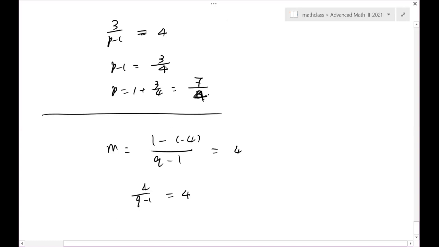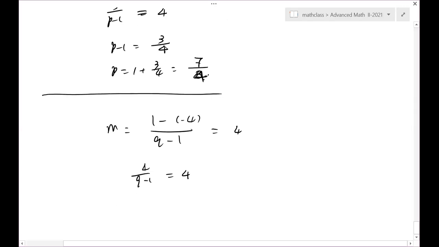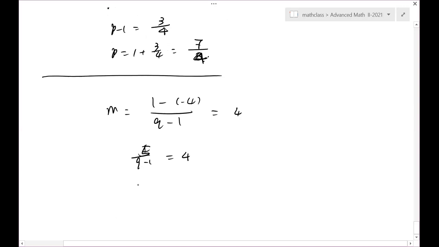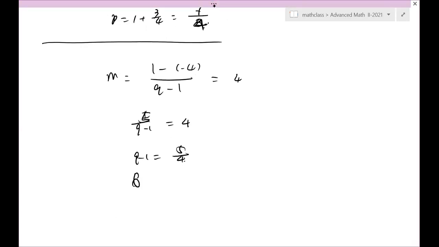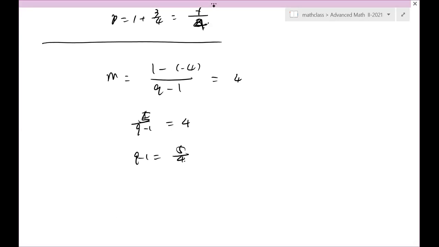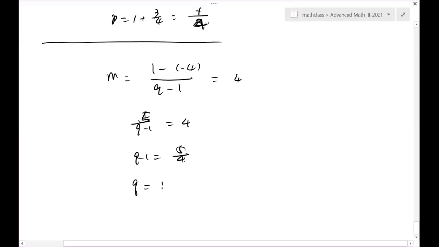Hold on. Yeah, that's fine. It's okay, right? So my computation is fine. Q minus 1 is 5/4, and Q is going to be, yeah, we like proper fractions, so Q equals 1 plus 5/4. Add them together is 9/4.